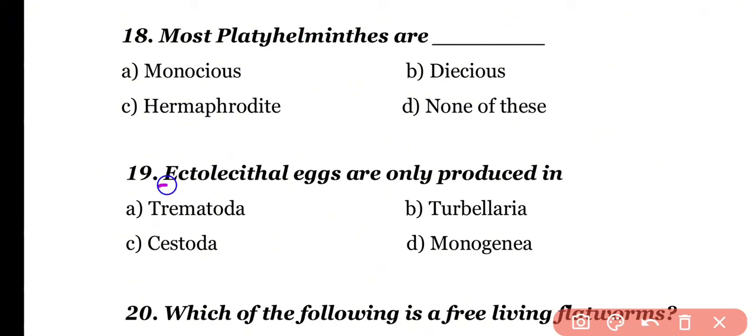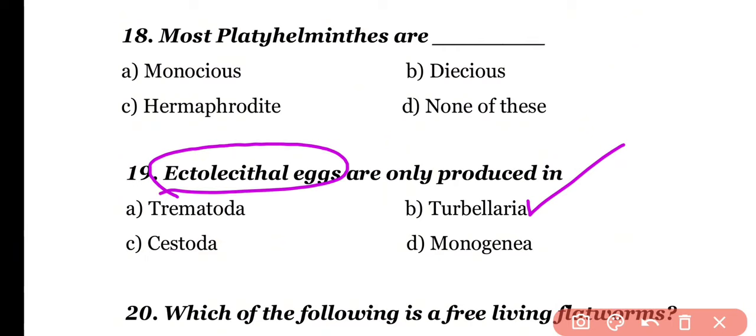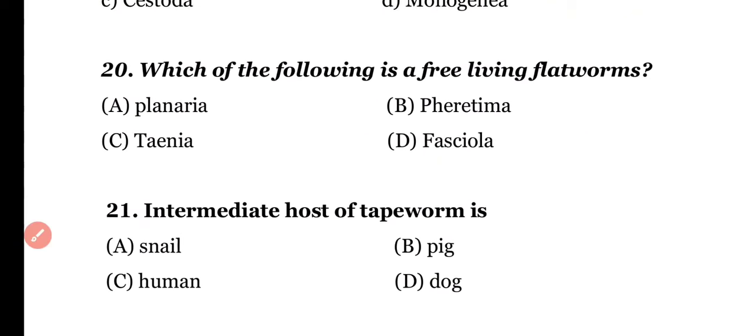Question number nineteen. Ectolecithal eggs are only produced in Trematoda, Turbellaria, Cestoda, Monogenea. Correct answer is option B. Turbellarian produce ectolecithal eggs.